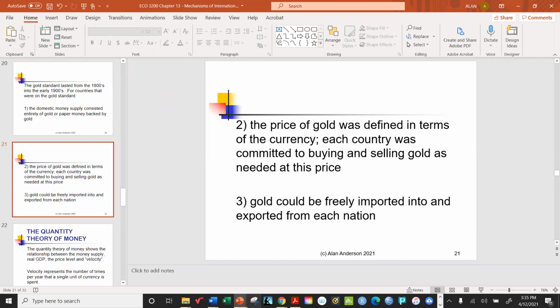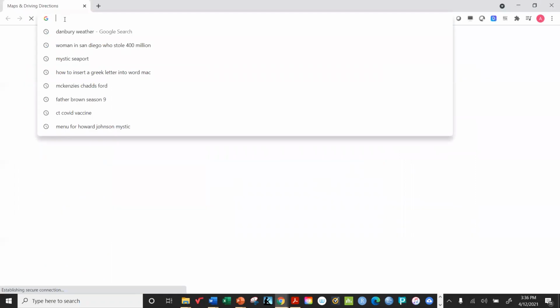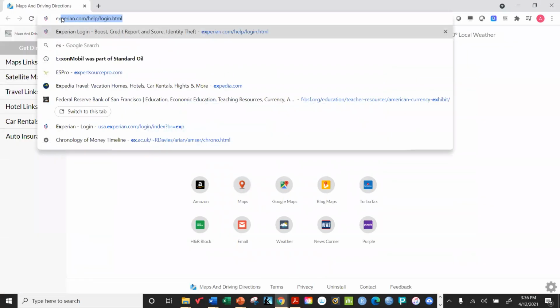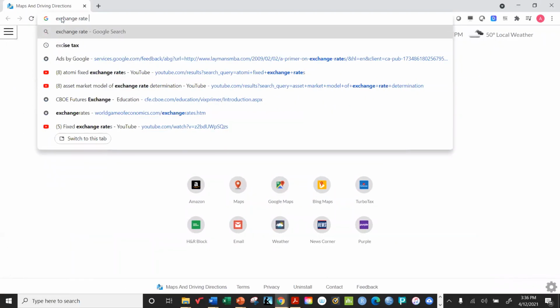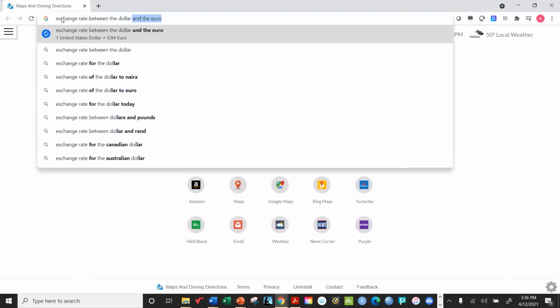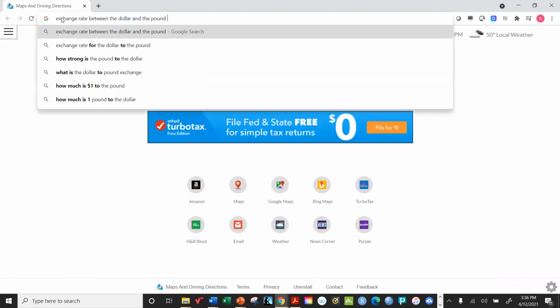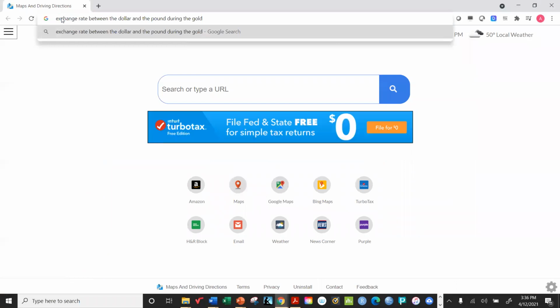And so, for example, let's see, I think at the time, the exchange rate between the dollar and the pound during the gold standard was very much different than it is now.